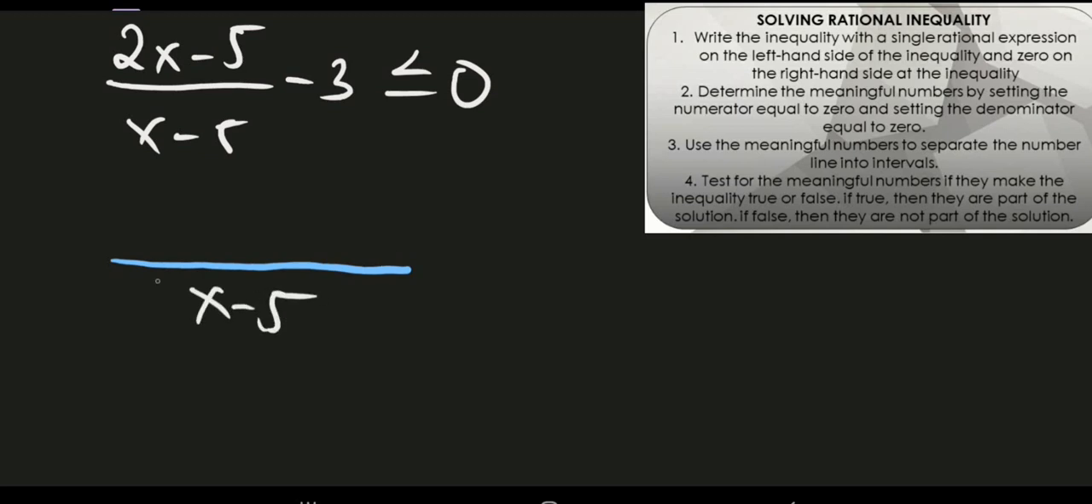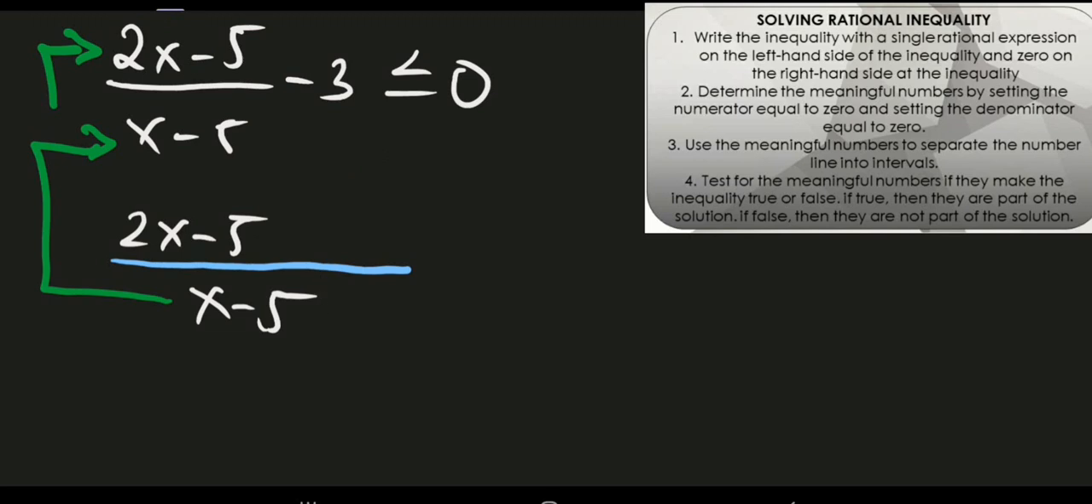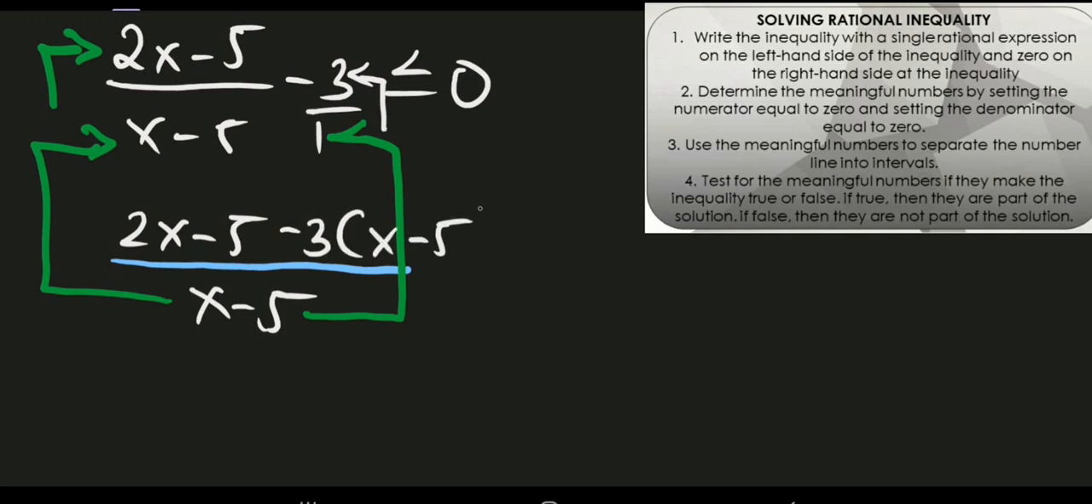Okay? And we have x minus 5 divided by x minus 5. That is 1. 1 times 2x minus 5, the answer is 2x minus 5. And do the same thing for the next term. So we have negative x minus 5 divided by 1. So we have here this invisible 1 as the denominator of negative 3. So we have x minus 5 divided by 1. That is x minus 5. And x minus 5 times negative 3. So therefore, it will give us negative 3 times x minus 5. And that is less than or equal to 0.